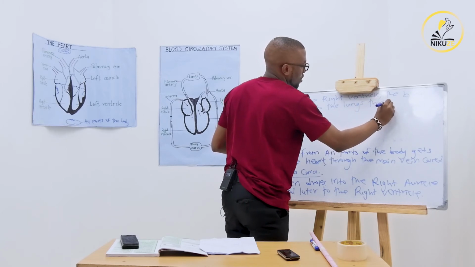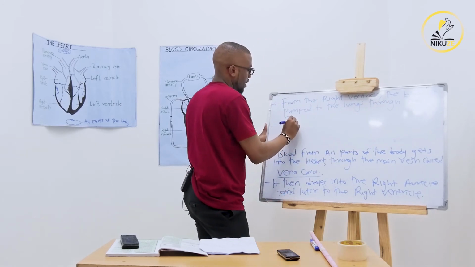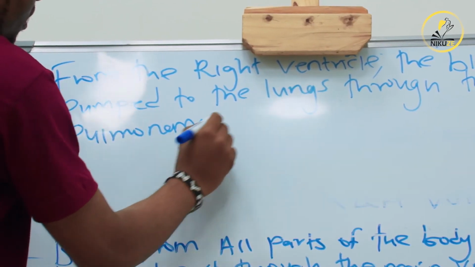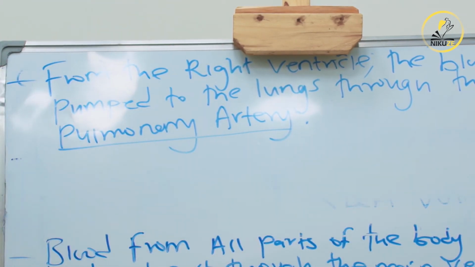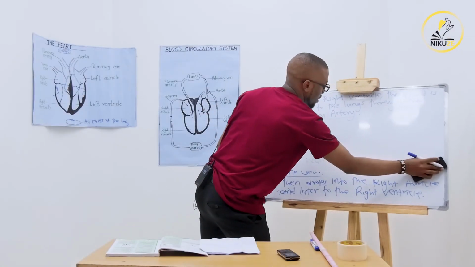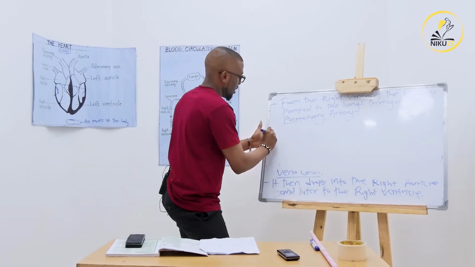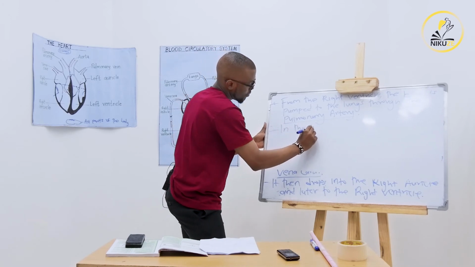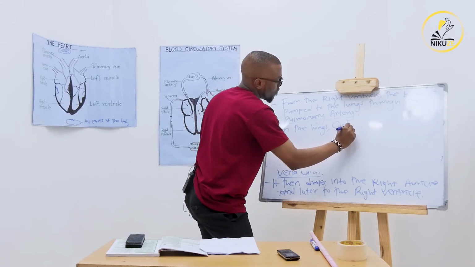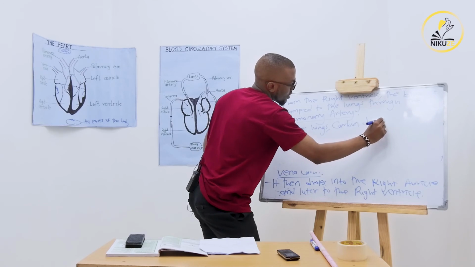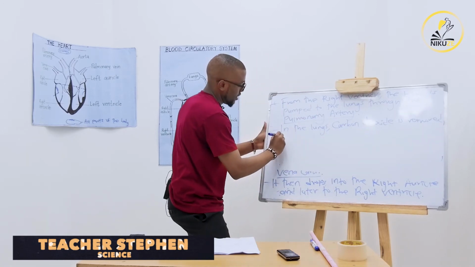Through the pulmonary artery. This is what pumps the blood to the lungs. In the lungs, carbon dioxide is removed from the blood.